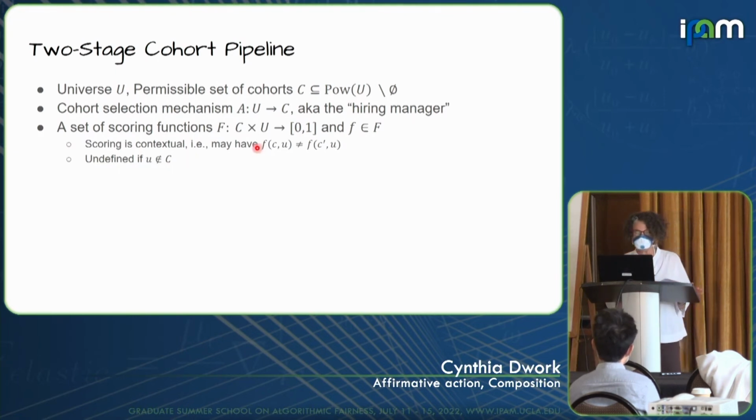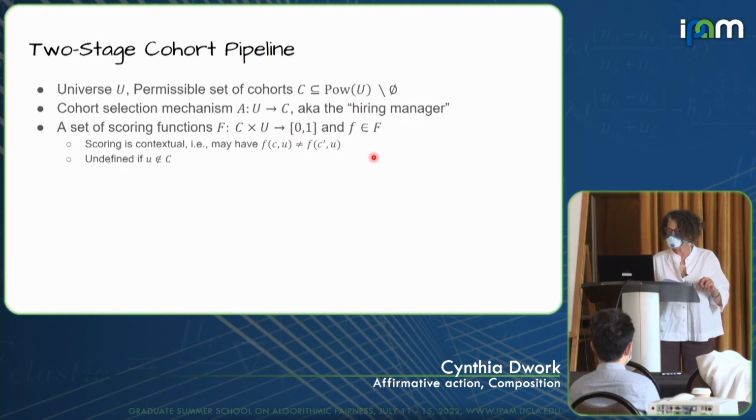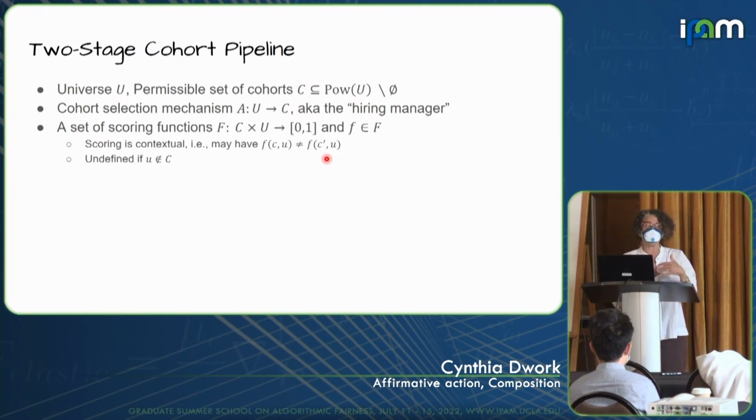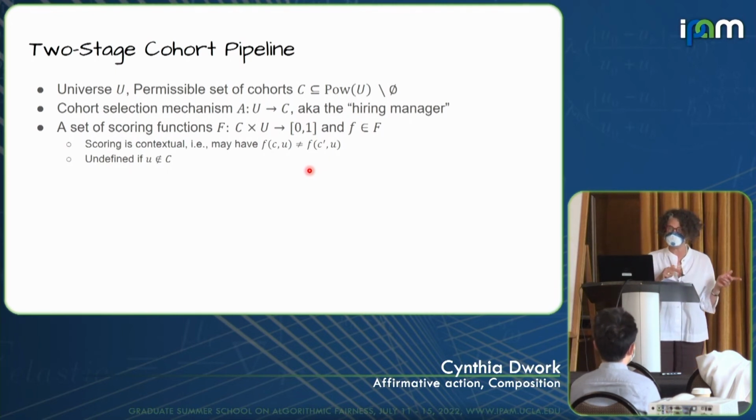But there's just some function that takes the cohort and an individual and comes up with a number between 0 and 1. And there is no requirement that if I look at 2 different cohorts that could contain individual U, that the score that U receives would be the same in each of these cohorts. That's, again, this point. Your score may depend on your cohort. And we're going to say that F of C, U is just undefined if U is not in the cohort C.